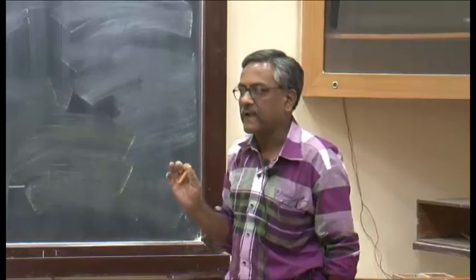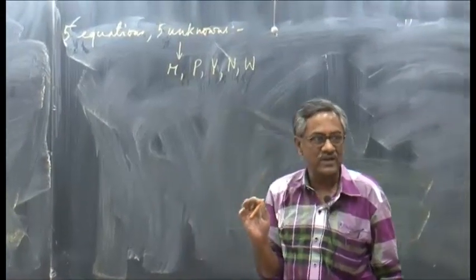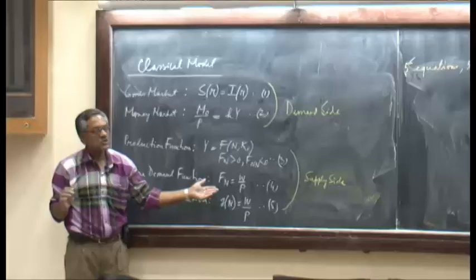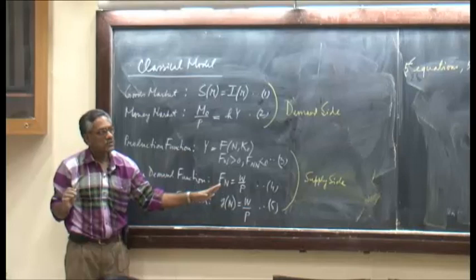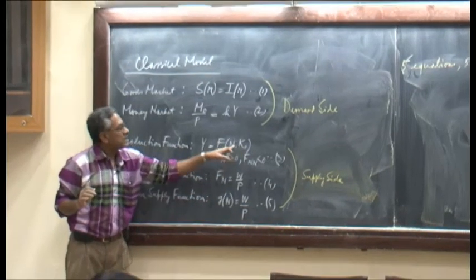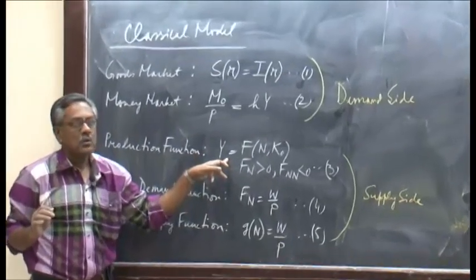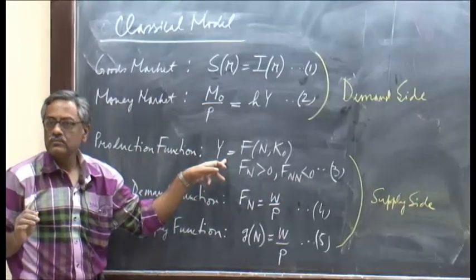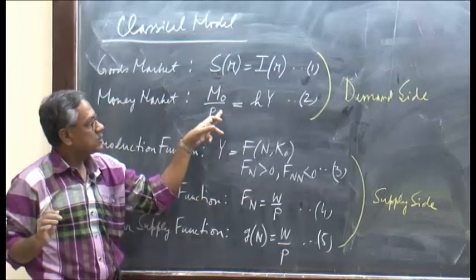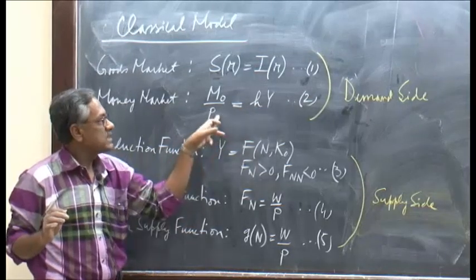The essential thing about the classical model is very funny. Look at the supply side first. One unknown, N, is solved. Once N is solved, the K value is given. If N is plugged here, what is the number that I get? Y. Once Y is there, look at this equation 2. 2 unknowns were there. When Y is there, P is known.